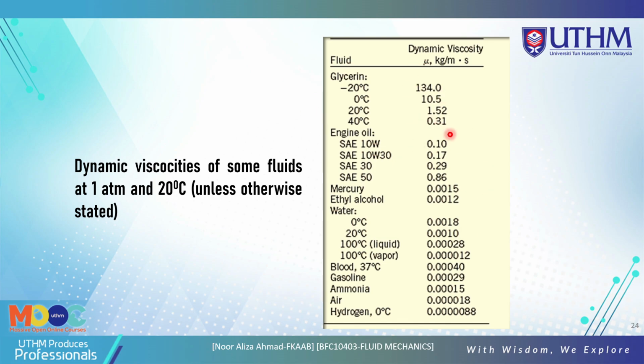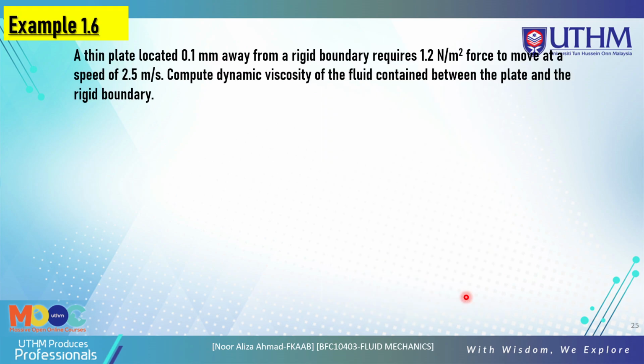This is the table of dynamic viscosity for different fluids. For glycerin at different temperatures, they have the dynamic viscosity here. For engine oil with different SAE grades, we get the dynamic viscosity here, and for mercury, ethyl alcohol, and water at different temperatures, the dynamic viscosity is also different, and so on.